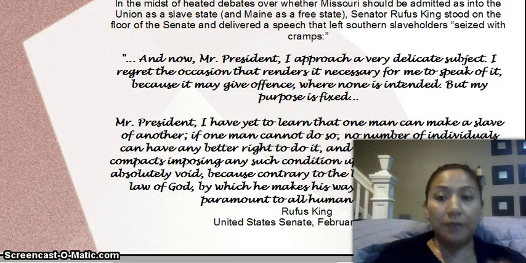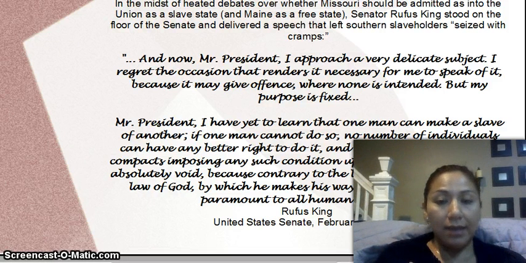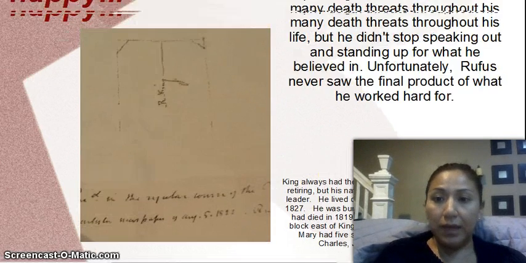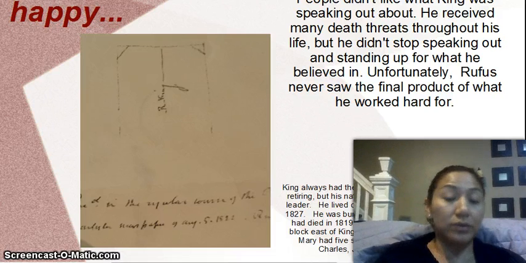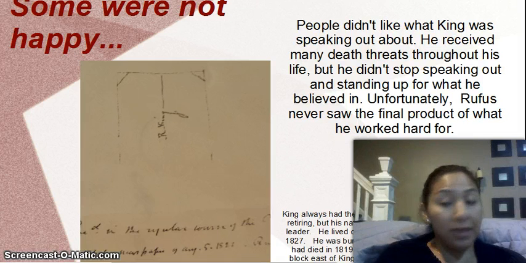Again, the purpose is to help them see that something is wrong. It's okay to stand up for something, and that, for instance, on the next one, how sometimes speaking up for something is not going to always make people happy. There were death threats against Mr. Rufus King.